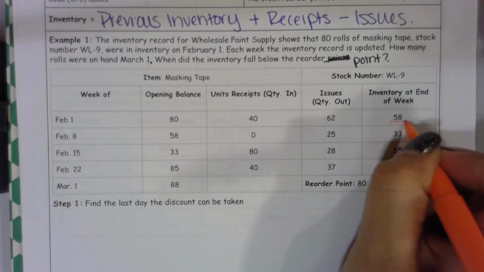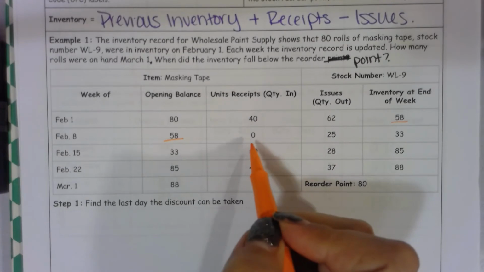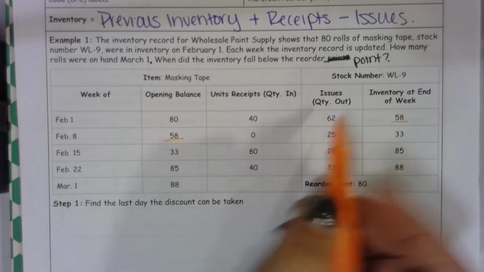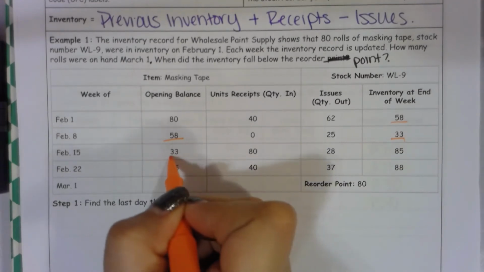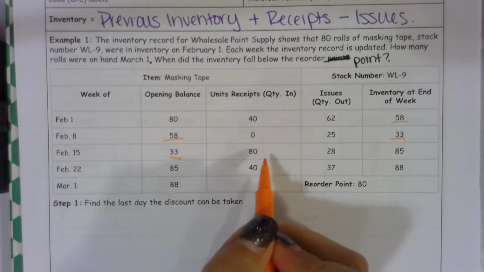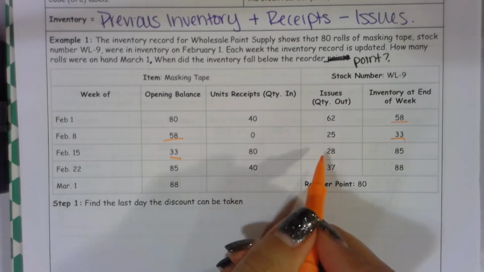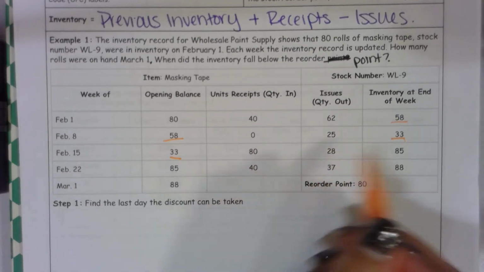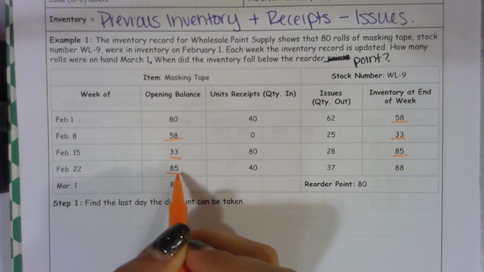And then inventory at the end of the week was 58. So then the beginning of the next week, you start with 58. But they didn't get any more in, and they sold 25 more, so they got 33. They took that 33, and that's what they started with for the next week. They got 80 more in, so they add 80. Then you have to subtract the 28, because they sold 28 more, so that left them with 85. Then they brought that 85 back to the week of February 22nd.